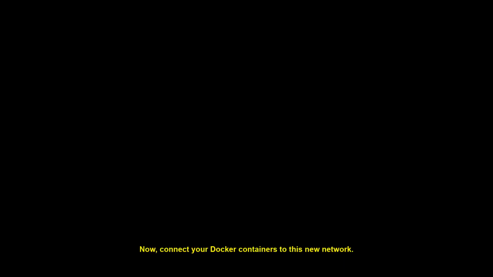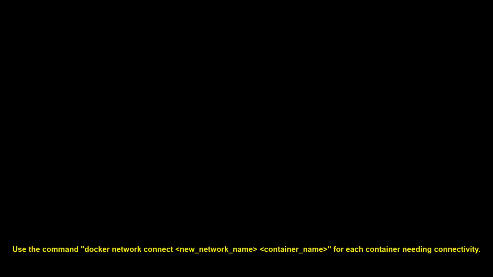Now, connect your Docker containers to this new network. Use the command docker network connect new_network_name container_name for each container needing connectivity. Check the connectivity by using docker exec container_name ping another_container_name.